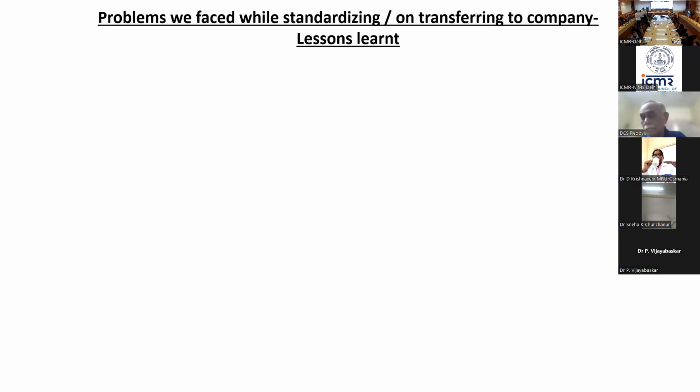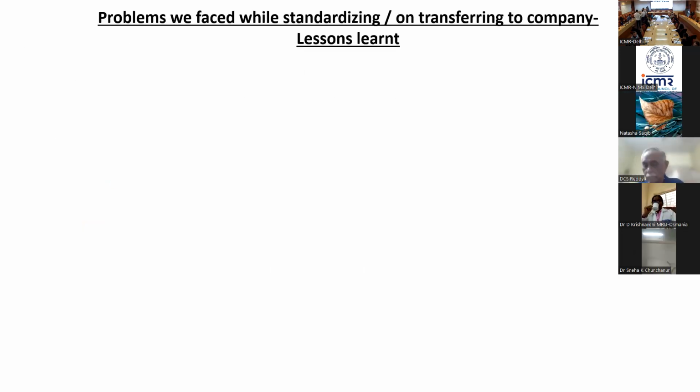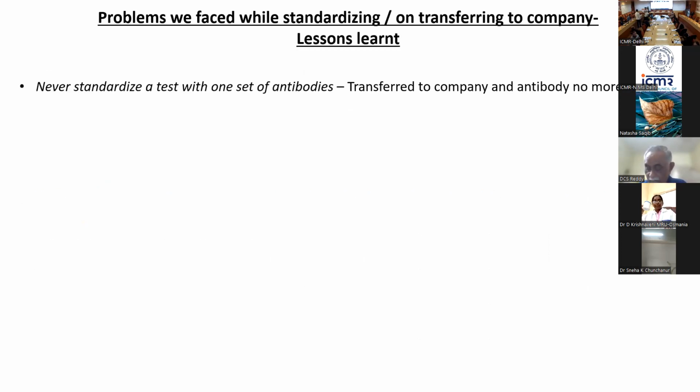Now, since we have developed, we have faced many problems after transferring it to the companies. These are a few of the lessons that we learned, and we know that we're going to learn many more. So one thing is, never standardize a POCT with one set of reagents. I'll tell you a bad luck story. We standardized the kit and it was specific, sensitive, everything was good. Once you do that, the ICMR headquarters floats the expression of interest, and it goes to the company.